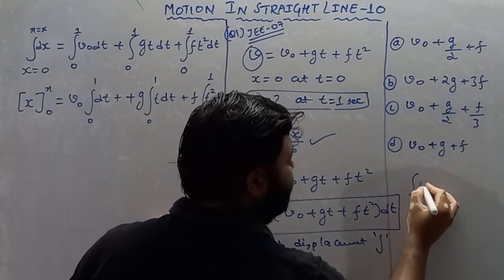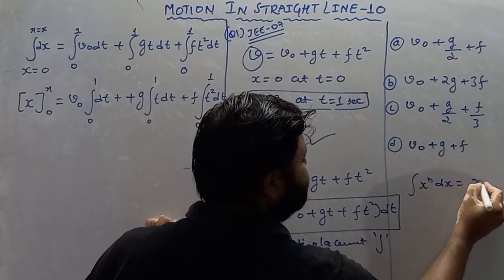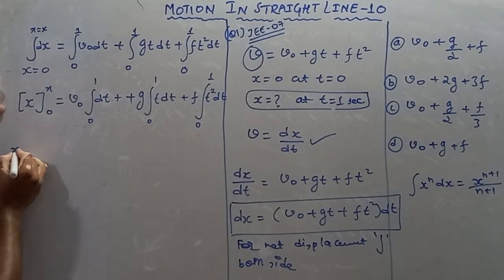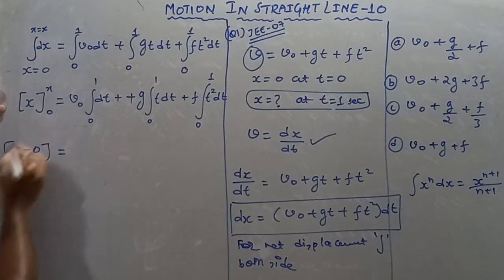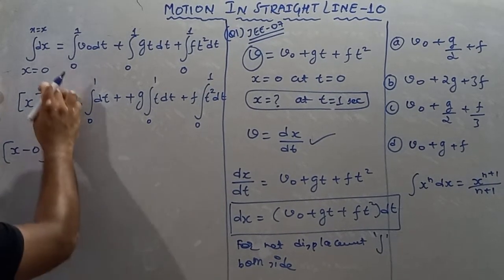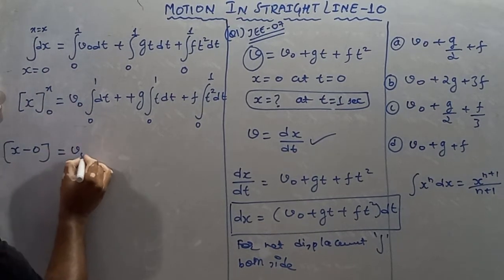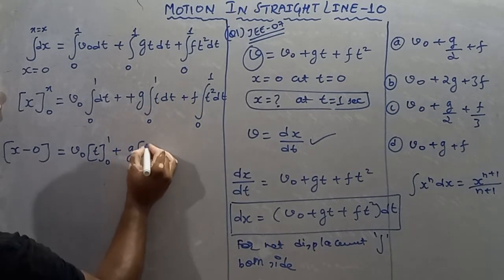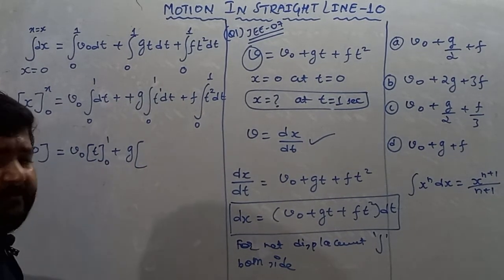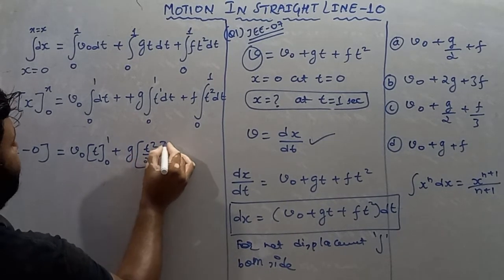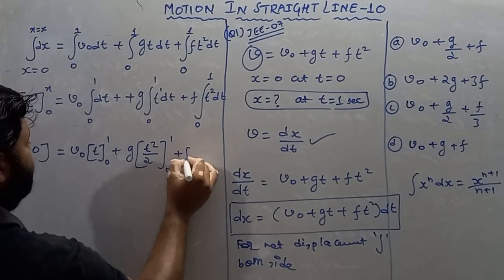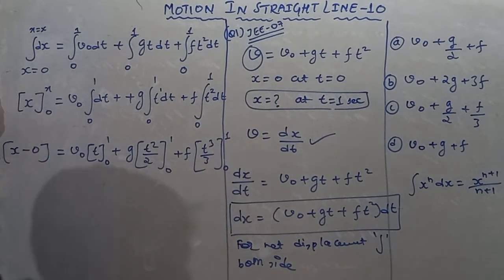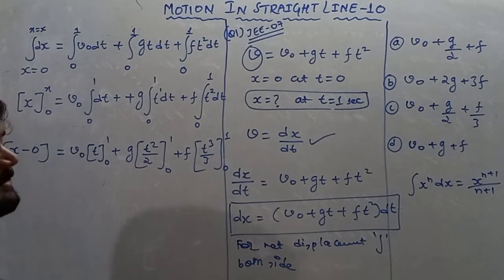Now we know that, my dear student, integration of x raised to power n dx is x^(n+1) upon n+1. Now upper limit minus lower limit, instead of x once I'll put x, instead of x once I'll put 0. Upper limit minus lower limit is equal to v naught, integration of dt is t, so 0 to 1, g again t, it means nothing is there, so power is 1, 1 plus 1, so what we'll get, t square by 2, limit 0 to 1, plus f, again t cube by 3, square is there, so we have to add 1 in square and that term will become denominator.